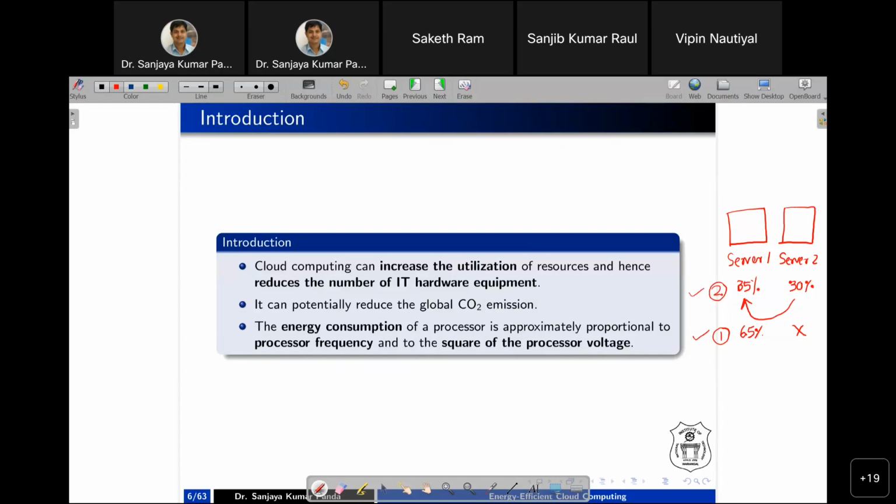So the energy consumption of a processor is approximately proportional to the processor frequency and the square of the processing voltage. That we already know, right? How we are calculating the energy. In order to calculate energy, you require power as well as utilization. So a computer is utilizing, let's say, 50% of the time. Its utilization is 50% over a particular period of time, and the power consumed by that particular device, if you multiply these two, then you will get the energy.